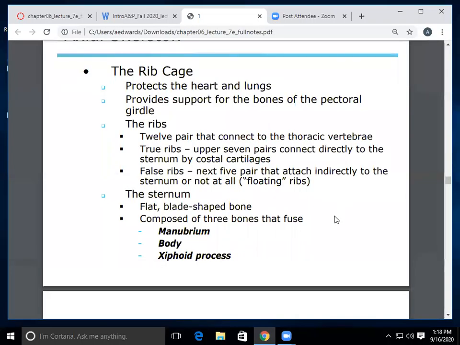All right, so let's talk about the rib cage. Provides protection for your lungs and your heart. So it allows for support for your bones and your pectoral girdle. Remember, that's your scapula and your clavicle. So the ribs, you have 12 pairs of them, and they're gonna connect to your thoracic vertebrae.